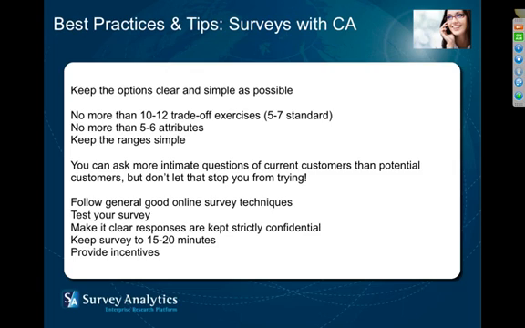You don't want to have more than 5 or 6 attributes or features, and the levels you don't want to go over 5, 6, or even 7 in some cases, and try to keep the ranges simple.